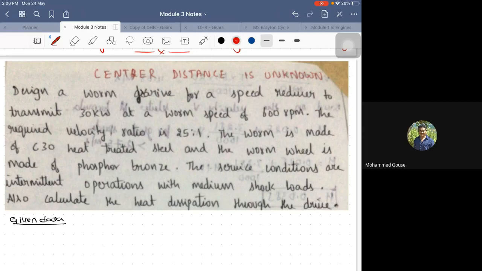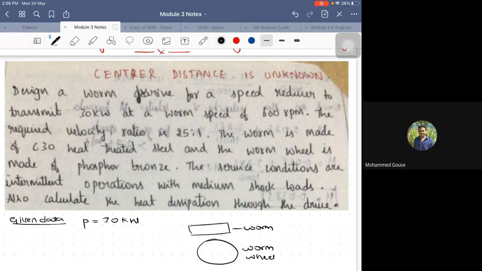We shall start this problem. Design a worm drive for a speed reducer to transmit a power of 30 kilowatts. So the first thing given is the power, 30 kilowatts. At a worm speed of... first draw a worm and a worm wheel, or worm gear, same as the previous problem. The worm speed is 600 RPM.